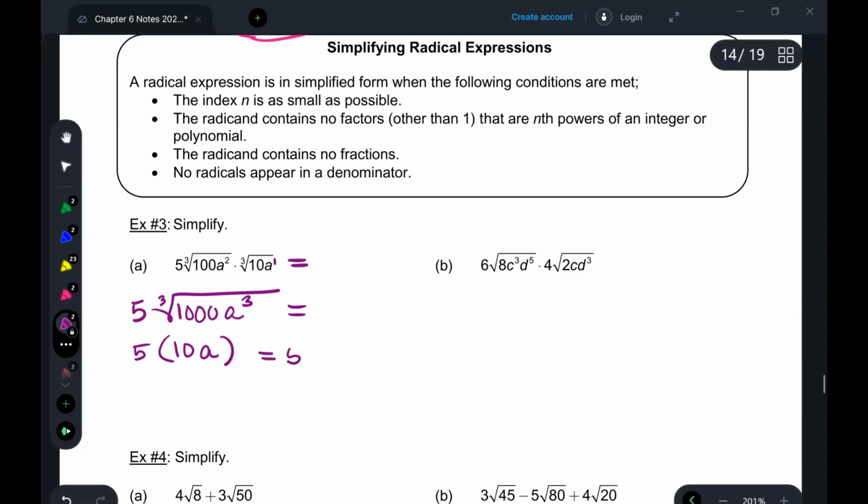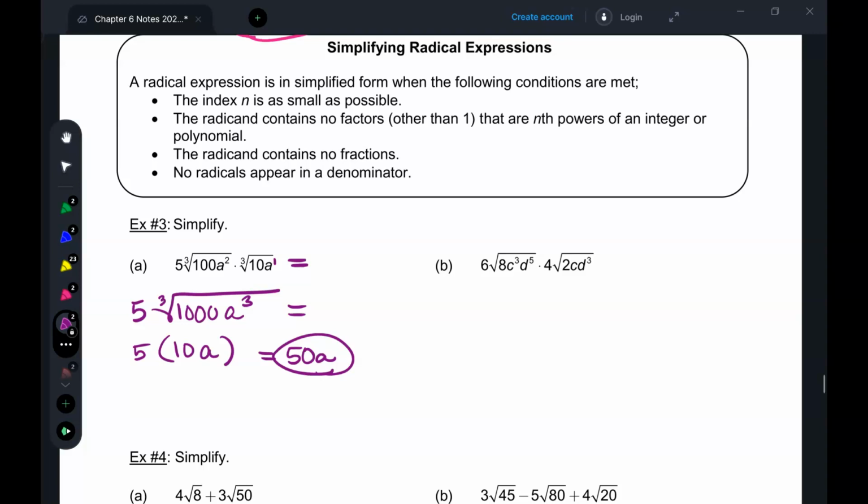50. How did you get 10a if 3 and 3 cancel? Would it just be 10? No, you still have the a there. The exponent cancels off, the 3 divided by 3. The cube root of 1,000 is 10. The cube root of a to the third is a. And then do you add the exponents, 2 plus 1 is 3? Oh, that's good. Okay, so let's do the next one.